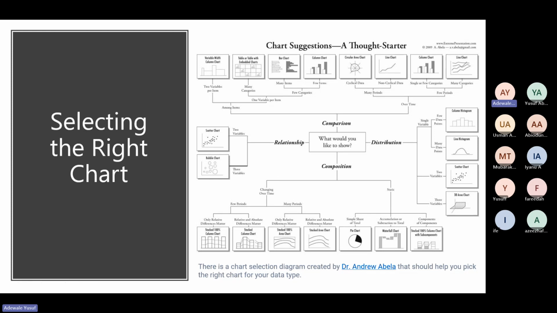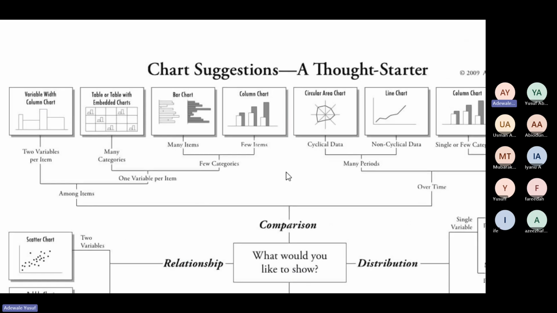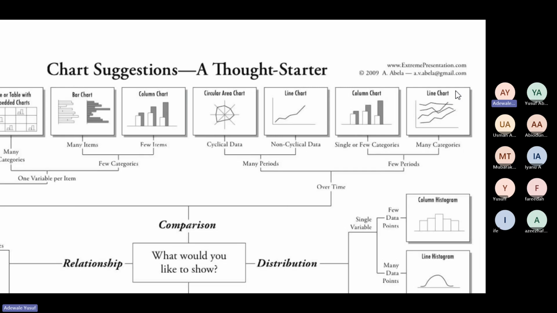So this particular table is saying that when you want to do comparison, these are the visuals that you should use. You should use a variable width column chart, table or table with embedded chart, bar chart, column chart, circular chart, line chart, column chart, and then also line chart. So this kind of explains it well.